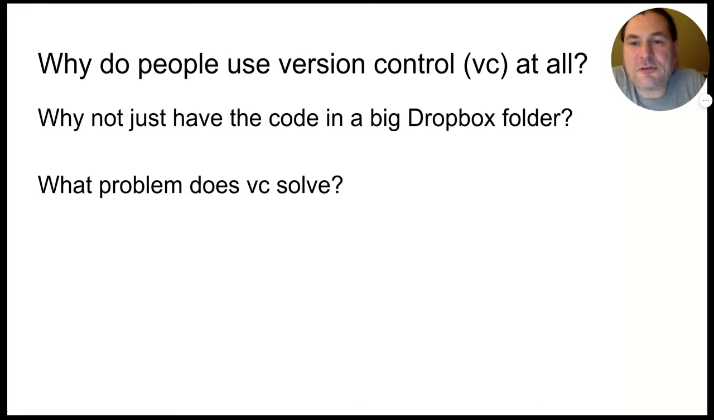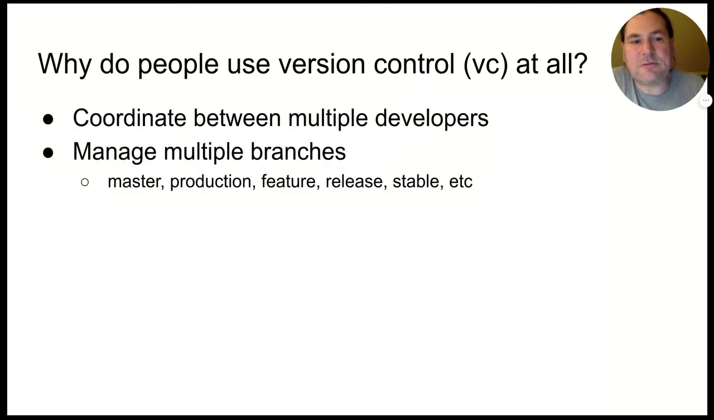So the first thing to think about is why people use version control at all. In other words, why don't we just have a big Dropbox folder? Everyone has their own Dropbox folder, and then we, I don't know, send versions of files back and forth. So what problem is version control really solving? It's really a question of coordination and management. It's a collaboration problem that we're solving.